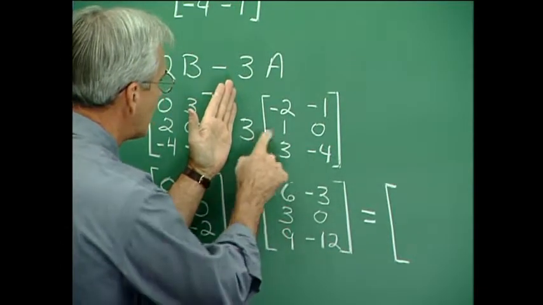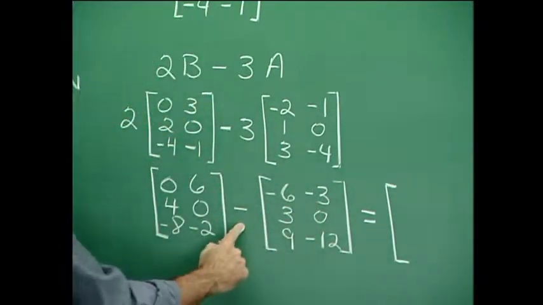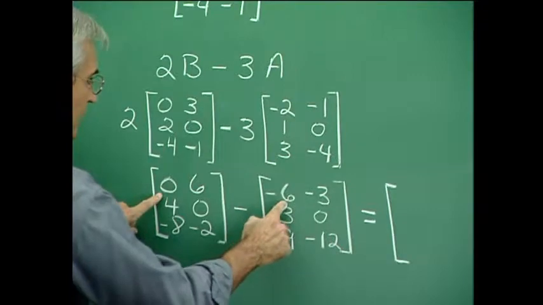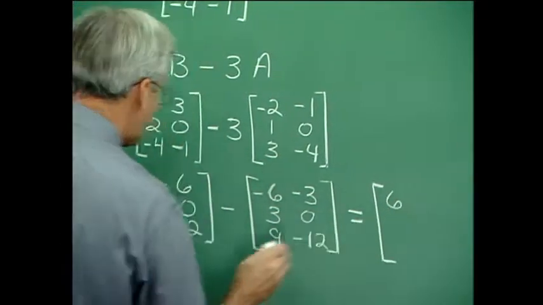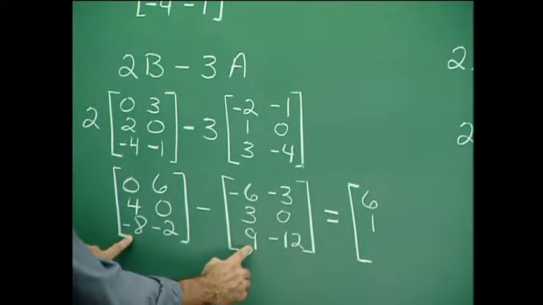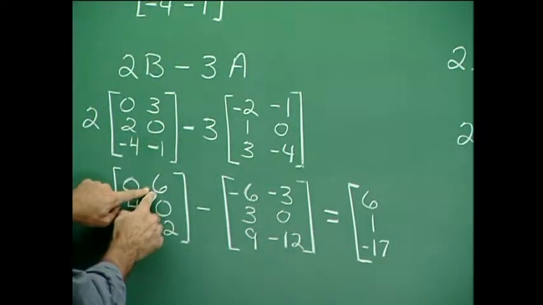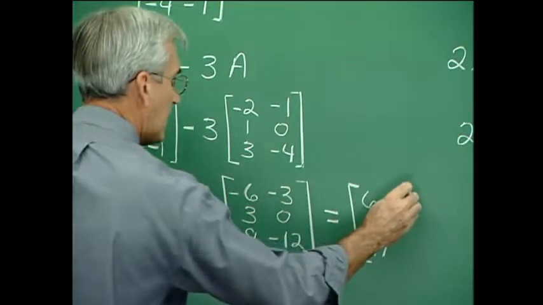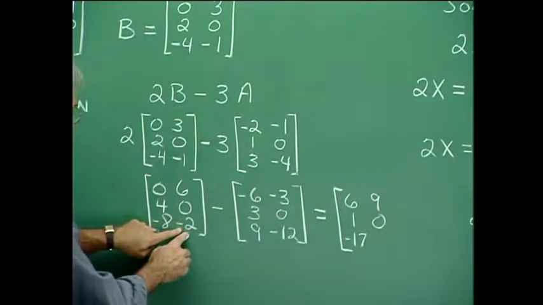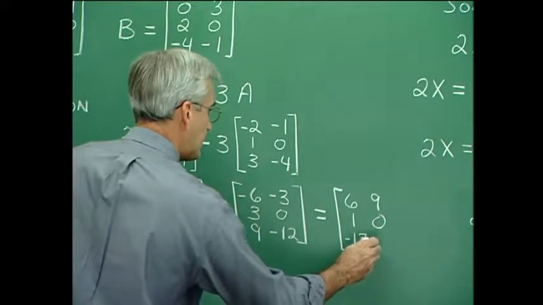3 times -2, -6. 3 times 1, 3. 3 times 3, 9. 3 times -1, -3. I'm sure you get the picture. Now we have minus between these two, and we subtract corresponding entries. So we would have 0 minus -6. That's 0 plus 6, or 6 for that entry. Then 4 minus 3 is 1. Then -8 minus 9, that's -17. And then, let's see, 6 minus -3, that's 6 plus 3, 9. Then 0 minus 0 is 0. And then -2 minus -12, that's -2 plus 12, or 10.